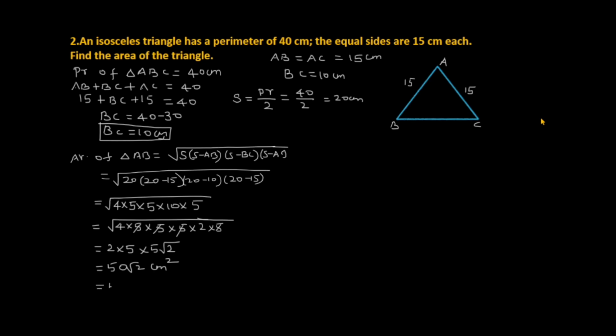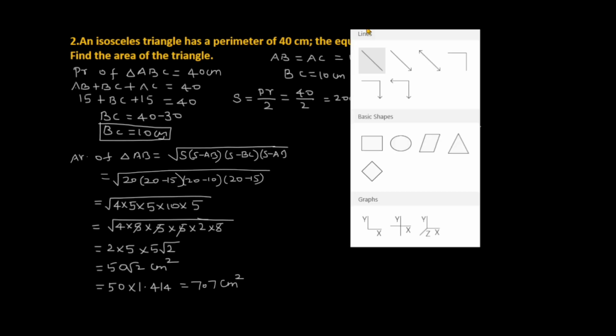If we are replacing square root of 2 value as 1.414, we will be getting 70.7 centimeters squared approximately. So area of the triangle here is 70.7 centimeters squared approximate value.